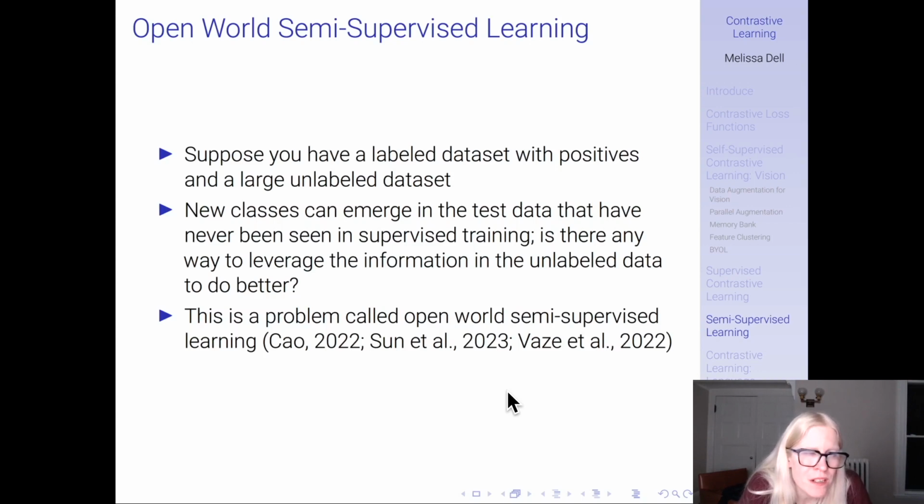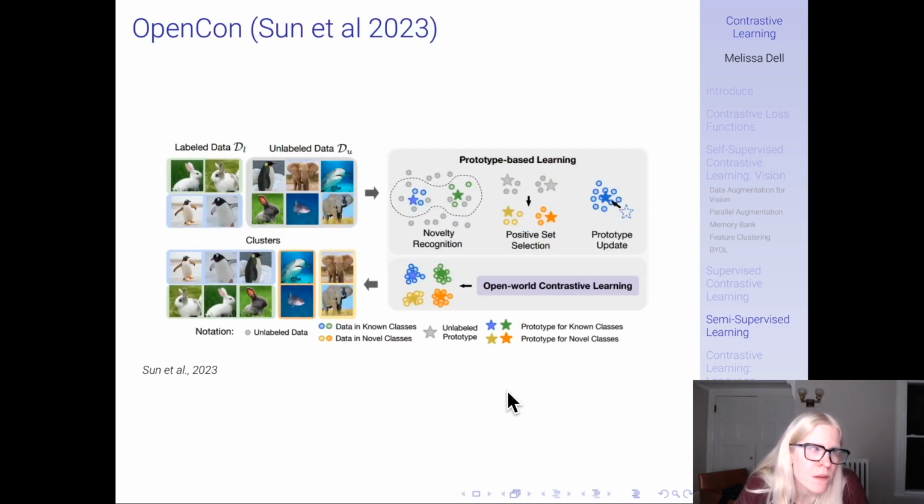This is a problem that's called open world semi-supervised learning, and I've cited a few papers here. I'm going to talk about the most recent one, which is a model called OpenCon. This is a 2023 paper, and so very new, and I think pretty exciting. Let's say that you have some labeled data. Here you see you have some labels from ImageNet: a couple of penguins, a couple of rabbits, and then you have a large unlabeled data set.